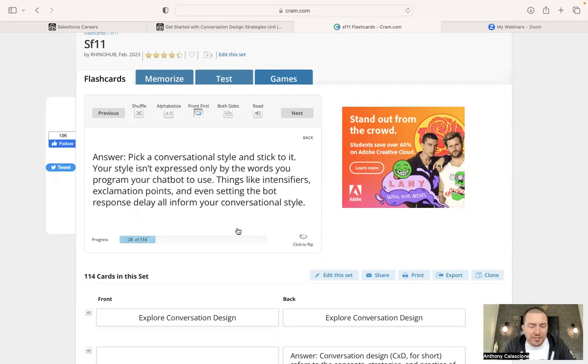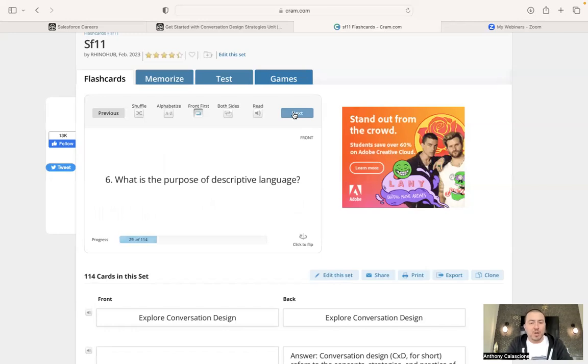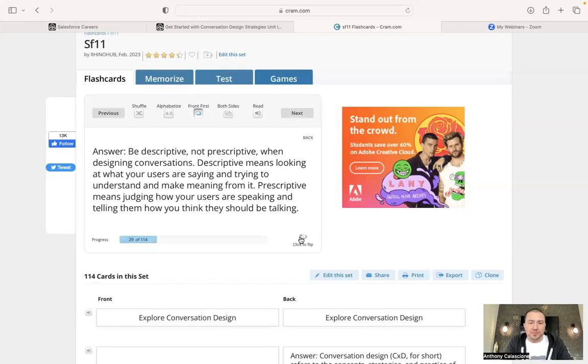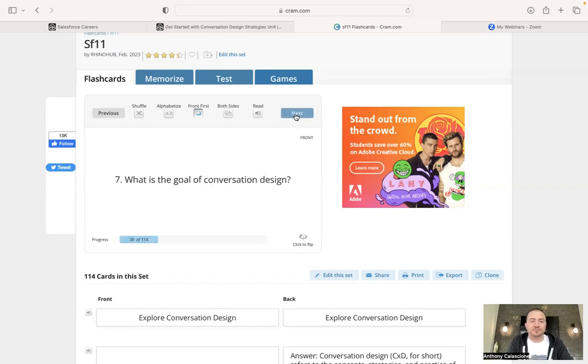What is the purpose of descriptive language? Be descriptive, not prescriptive, when designing conversations. Descriptive means looking at what your users are saying and trying to understand and make meaning from it. Prescriptive means judging how your users are speaking and telling them how you think they should be talking.